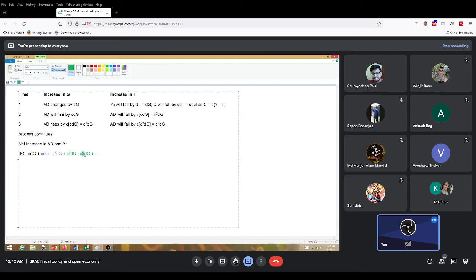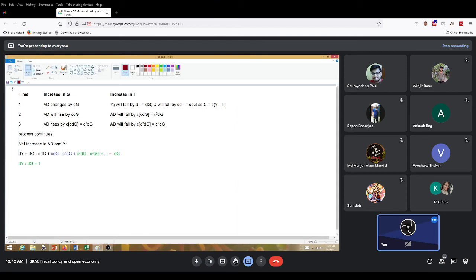So তার মানে ক্যান্সেল আউট হয়ে যাবে ভেতরের টার্মগুলো। Exactly. So what is going to happen is all these are going to cancel out and you are simply going to end up with dG. So now you have dY is equal to dG. So what is the value of the multiplier? It is equal to 1, which is exactly what we showed.